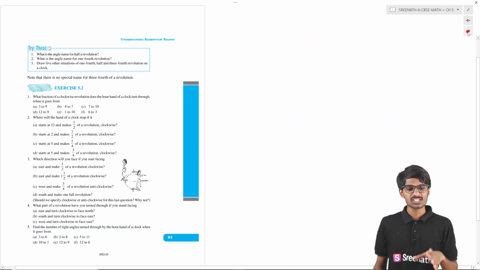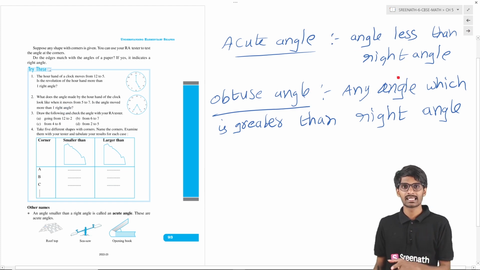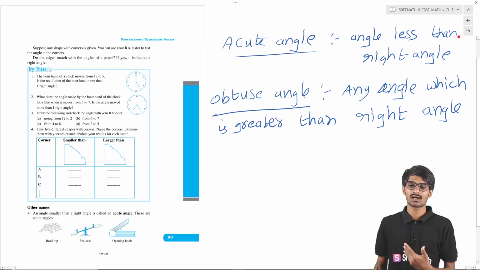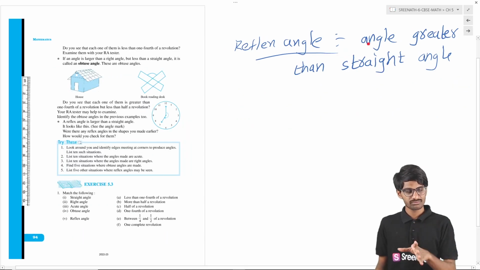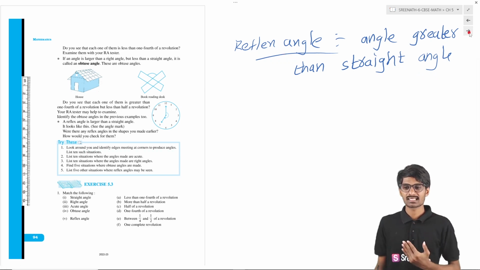Okay. Next thing is about acute angle and obtuse angle. Suppose the angle is less than a right angle, we call it the acute angle. Suppose the angle is greater than a right angle, we call it the obtuse angle. Suppose the angle is greater than a straight angle, we call it a reflex angle.